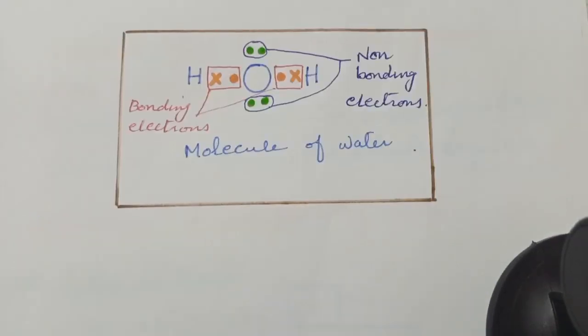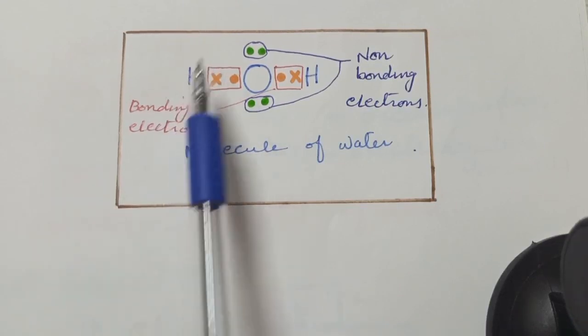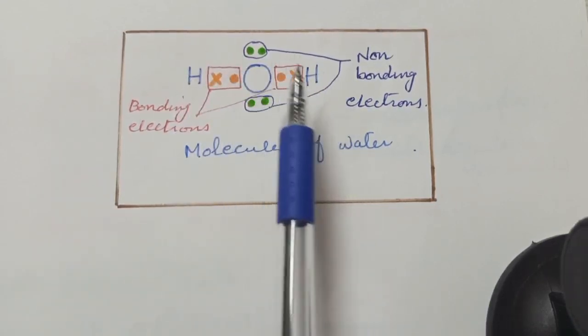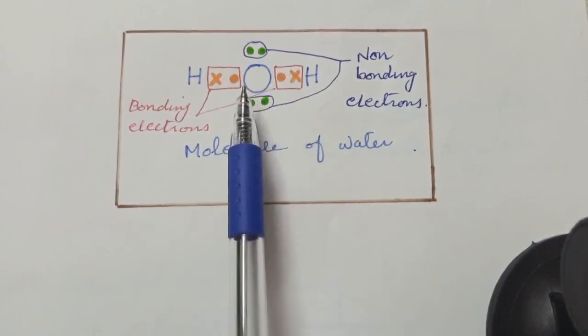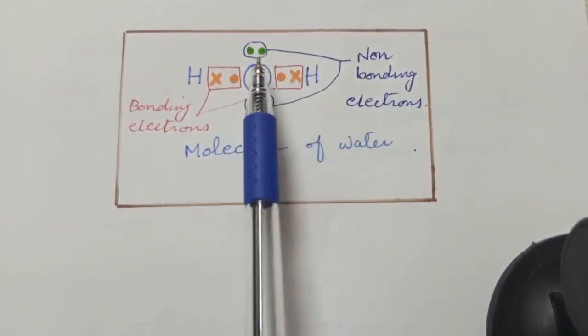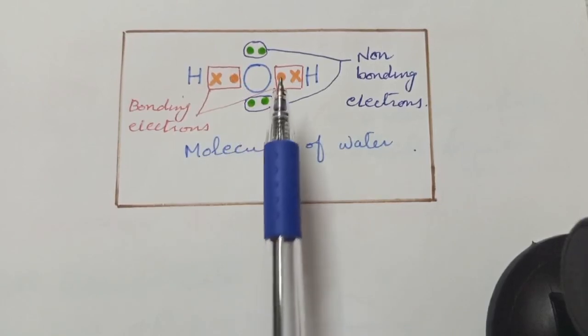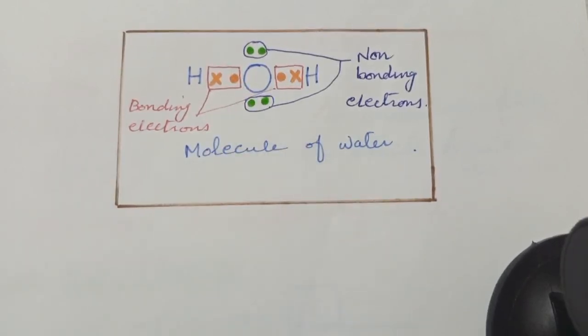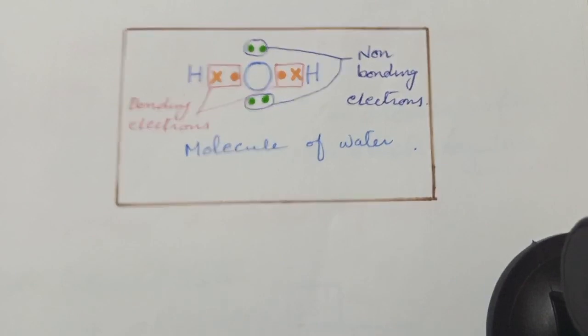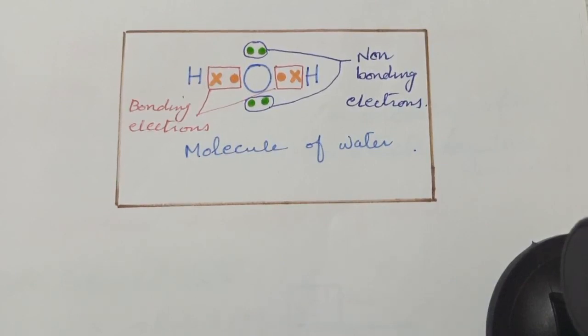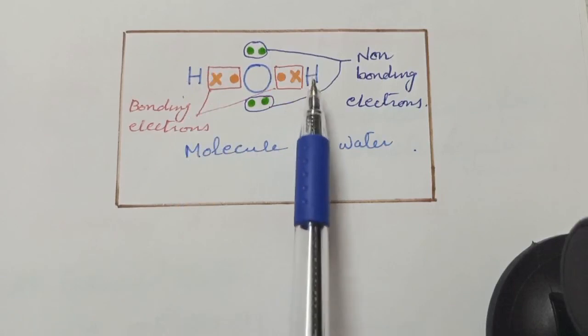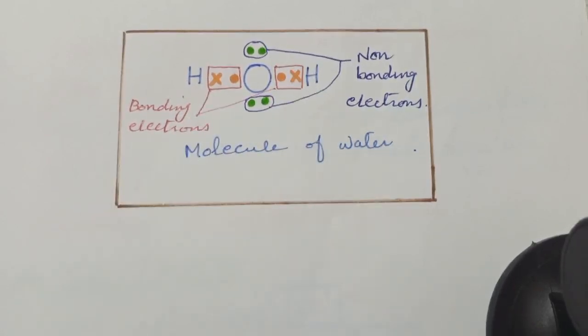To explain this fact, we take the example of the water molecule. In the water molecule, the oxygen atom is combined with two hydrogen atoms. The oxygen atom has 6 electrons in its outermost shell: 1, 2, 3, 4, 5 and 6. To complete its outermost shell, it needs 2 electrons. The oxygen atom takes 2 electrons from 2 hydrogen atoms and completes its outermost shell.